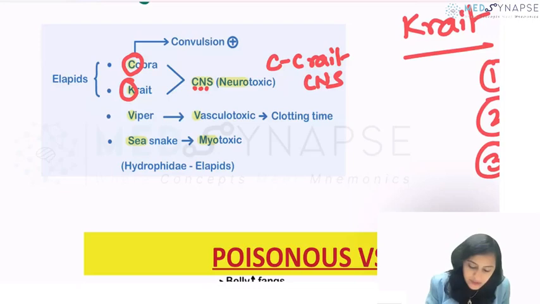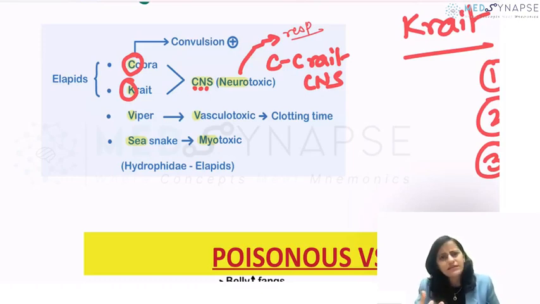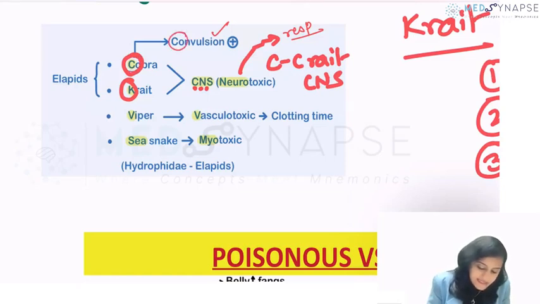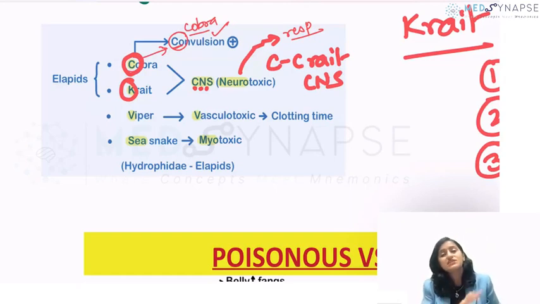How do they mention the neurotoxic? Basically, there is respiratory muscle weakness, or there are convulsions. Remember, convulsions are seen with cobra, C-O-C-O. Cobra shows convulsions. Krait does not show convulsions. Drooping of the eyelids, muscle weakness, respiratory muscle weakness, all these are the features given for neurotoxic.